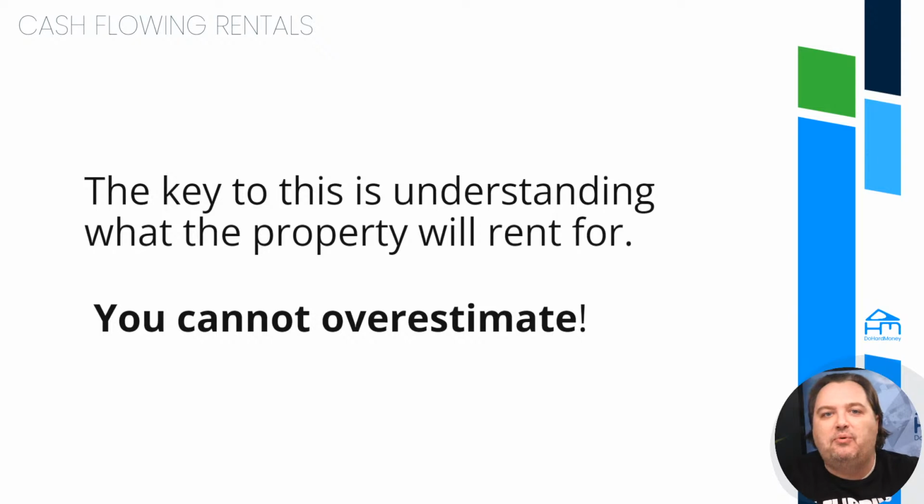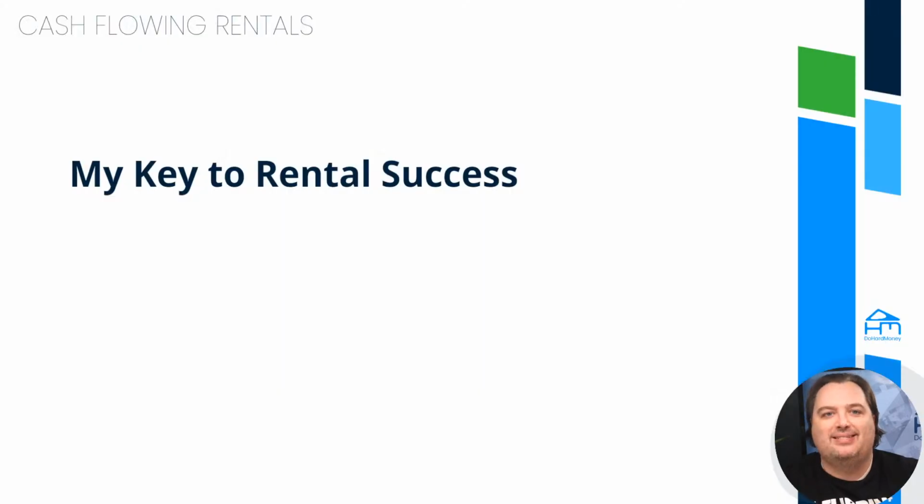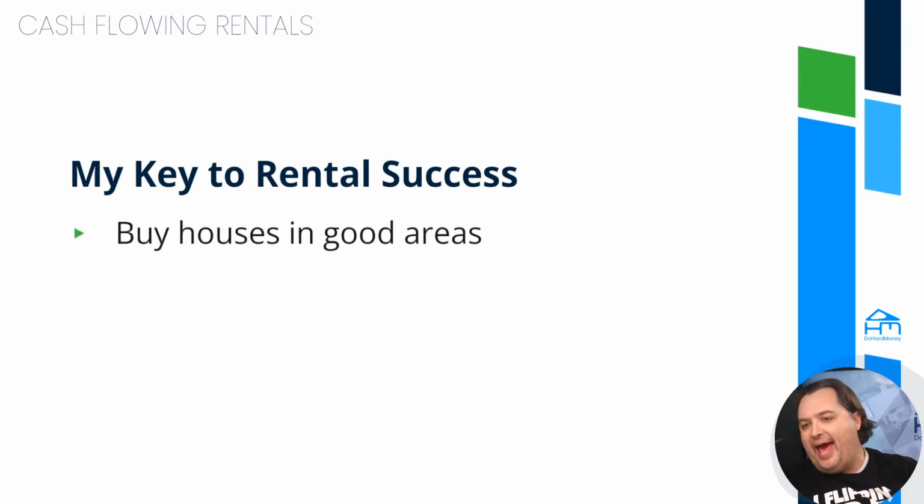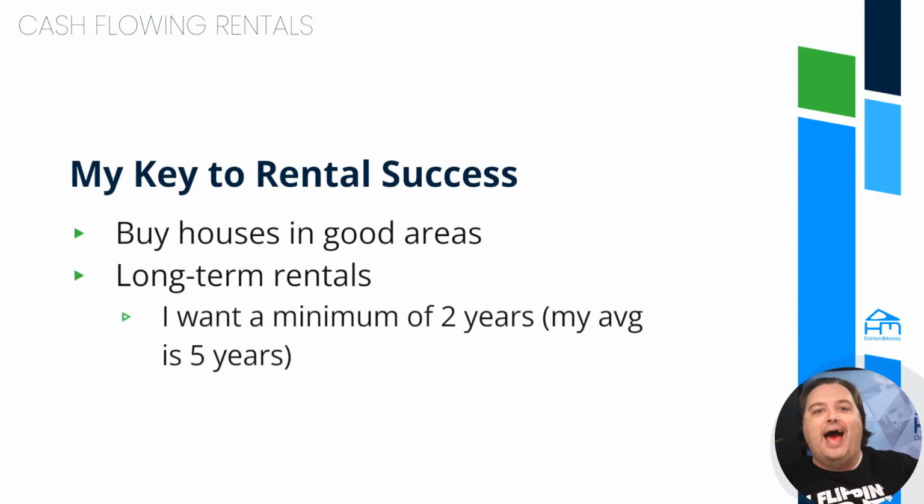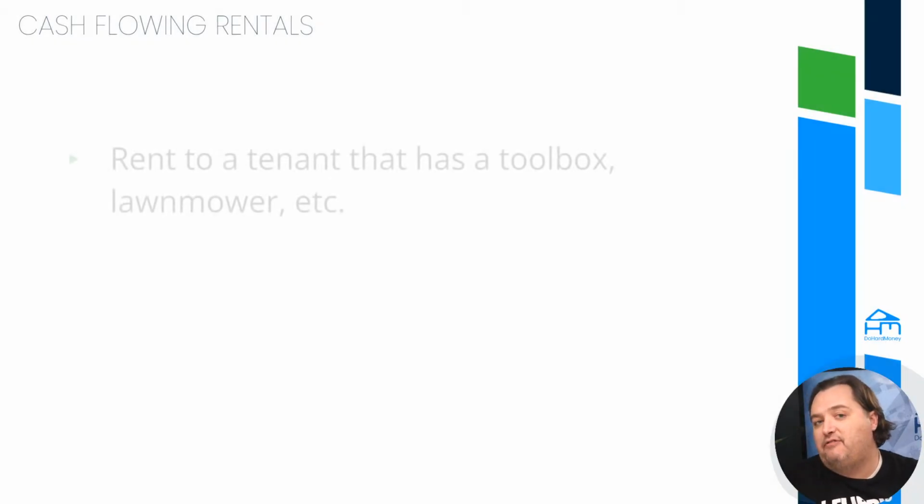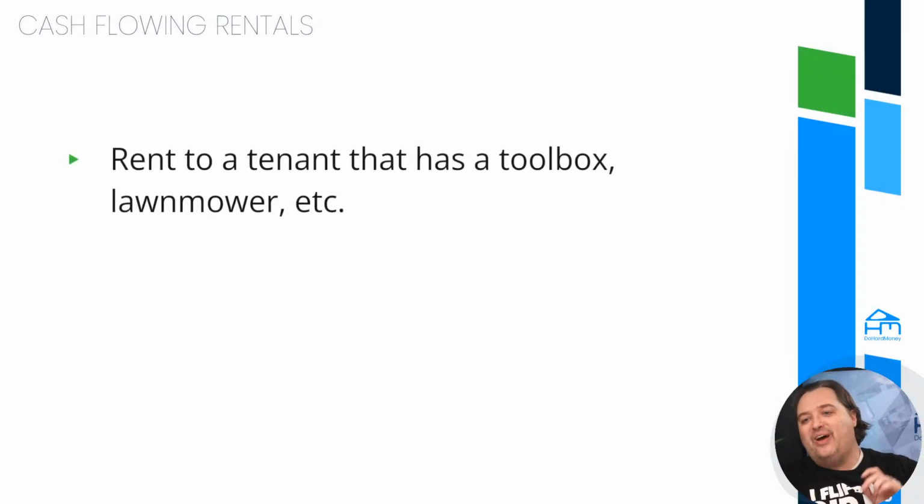This is a big mistake people make all the time. They say, you know what, I think mine's going to rent for more because my property's nicer or this or that. My key to rental success is actually buying houses in good areas, and I buy long-term rentals. And then I want my people to stay a minimum of 2 years. My average is 5 years. And I would actually prefer that they stay for 15 years, which is my longest tenant so far, has been with me for 15 years.